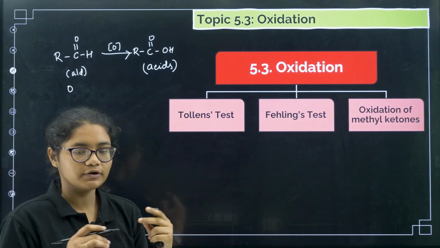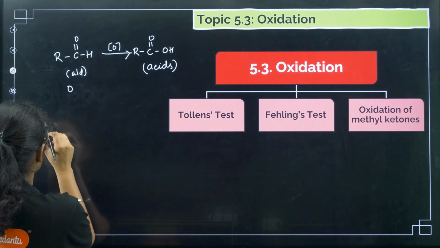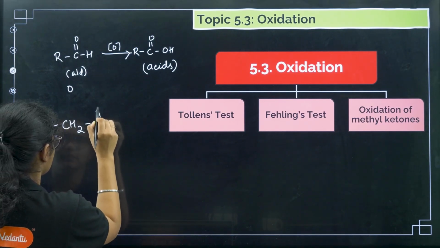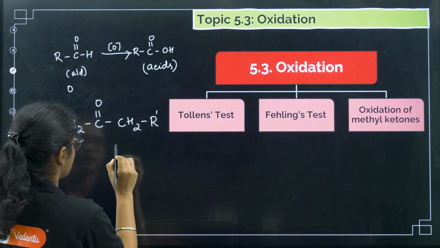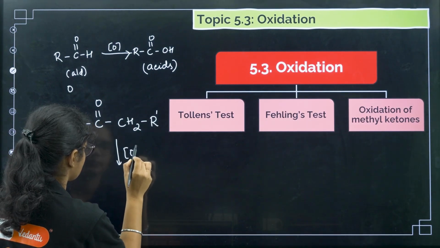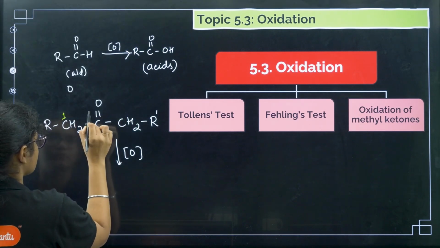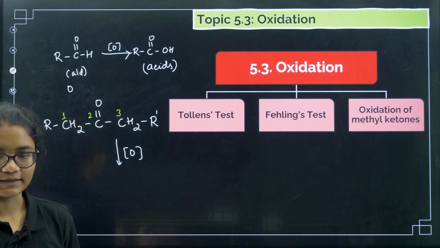Clear? So now talking about the oxidation of ketones. Okay, so if I draw like this, R CH2 C double bond O CH2 R dash, and I do oxidation. Just let me number the carbons here: carbon 1, carbon 2 and carbon 3. So we can get a mixture of products here. So how will we get it?